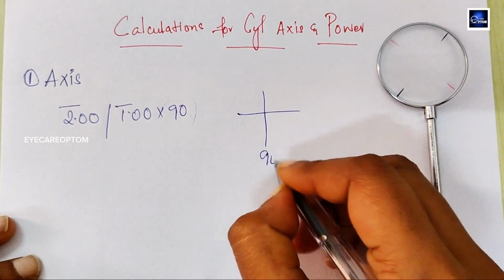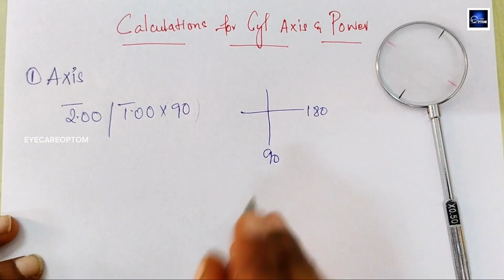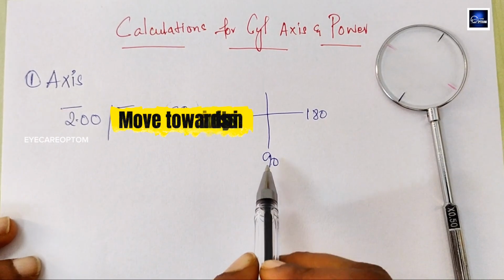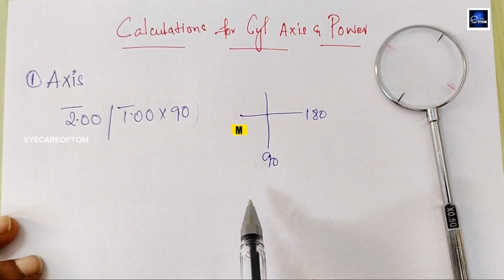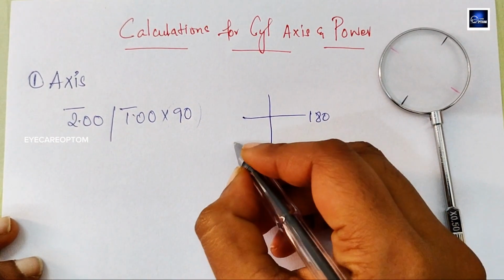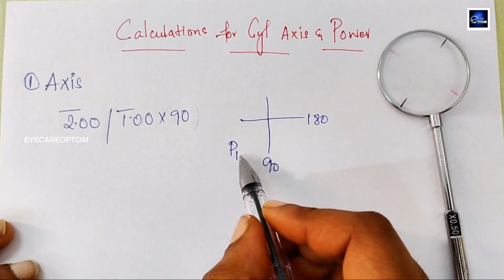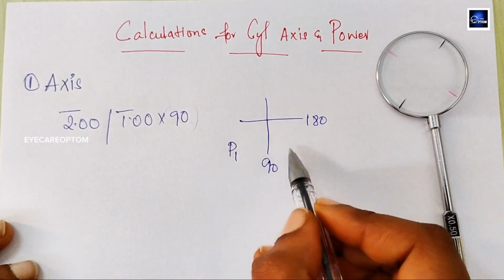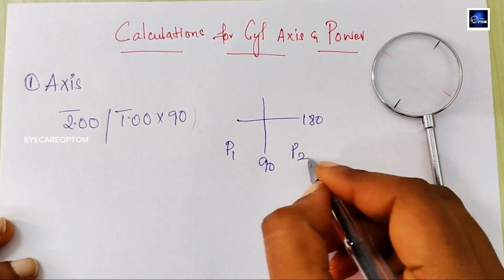Let's see. So 90 is here, 180 is here. So the rule is simple. We are going to move towards the minus cylinder axis. So let's imagine in position 1, the red line minus cylinder aligns here. When you flip, it will go to the other side. So position 2 is here.